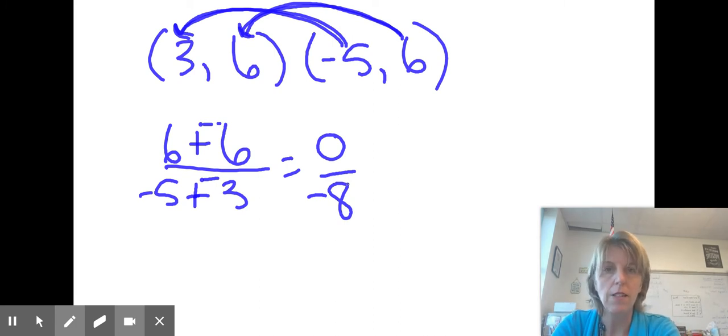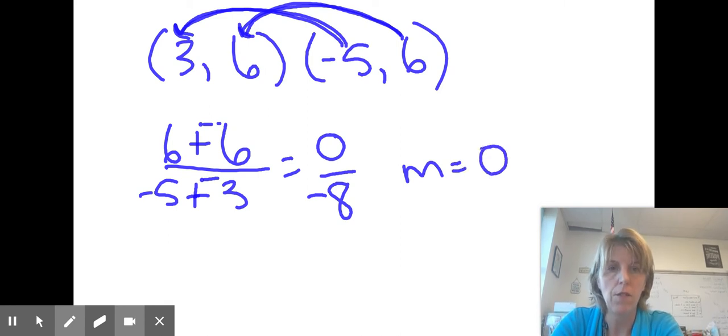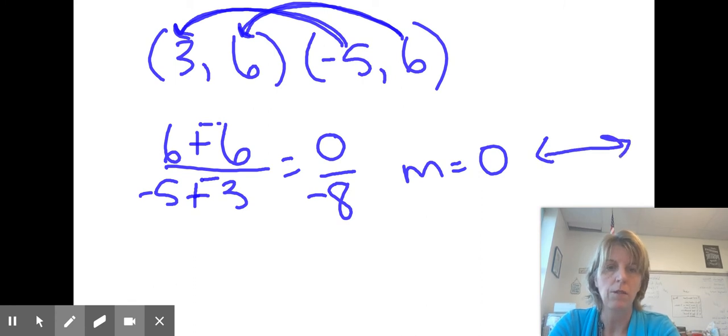If I have 0 things, can I put them into 8 groups? I can. Everybody gets nothing. You get nothing, you get nothing, everybody gets nothing. So it's going to be nothing. So we're going to call this one m is 0. That would have a 0 slope. If I were to graph that, it would end up with a horizontal line.